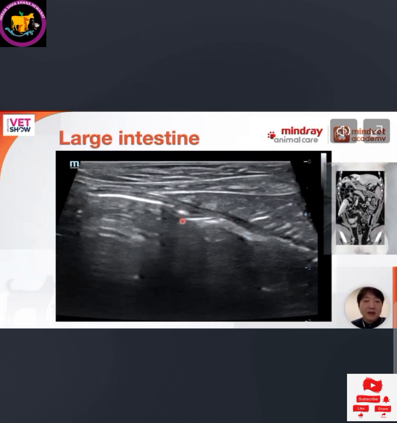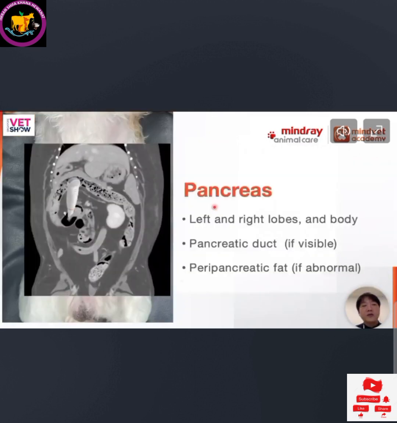Now we move to the pancreas. The pancreas is a thin and elongated organ located along the greater curvature of the stomach. This is the stomach, and here this is the spleen that I drew. This is the pancreas here, and the stomach around here. This is the duodenum.